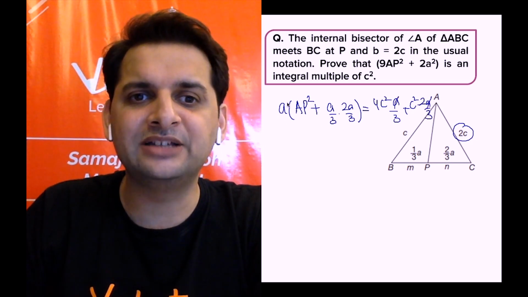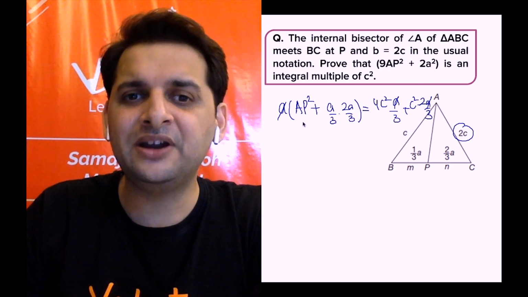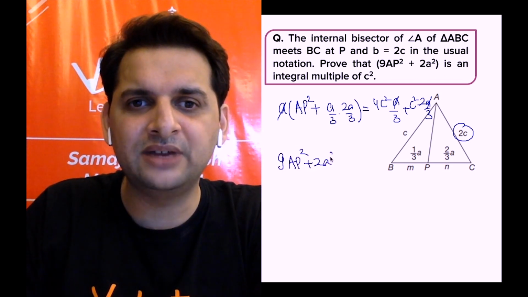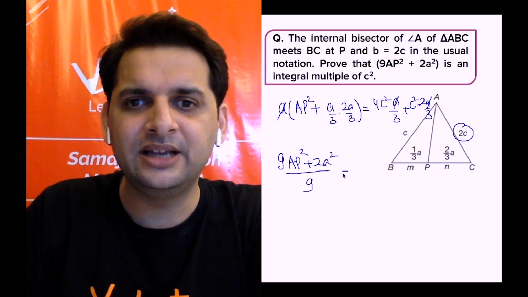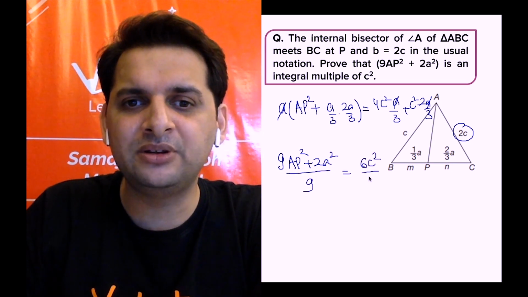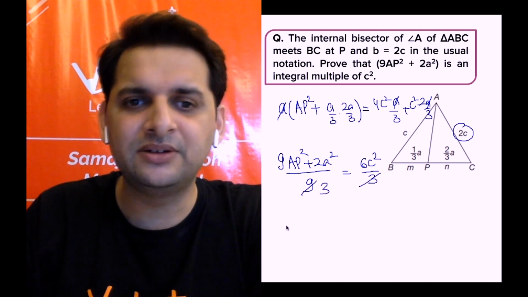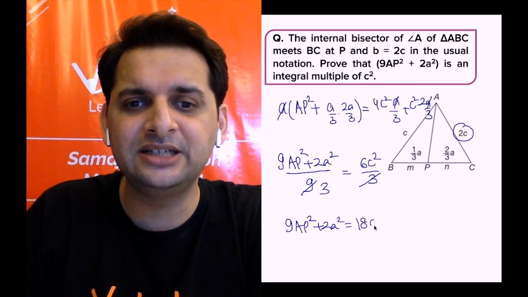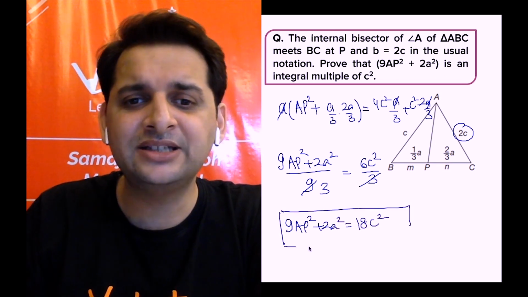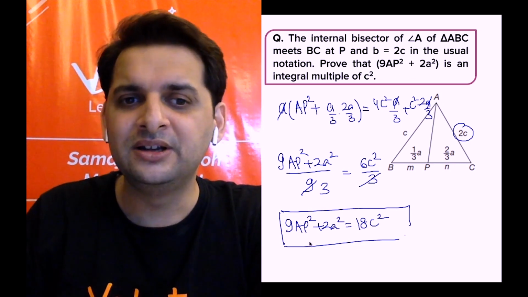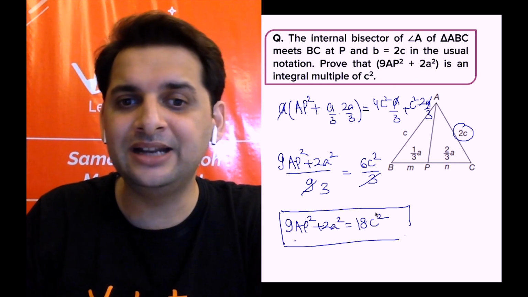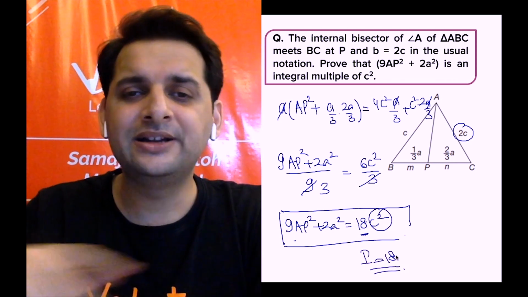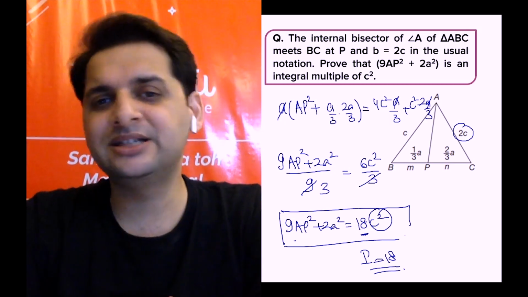So A has been cancelled out. If I cross multiply, it will be 9 AP square plus 2A square upon 9 is equal to 6C square upon 3. And this gets cancelled out. So we have 9 AP square plus 2A square is equal to 18C square. So this proves our question. This is what I wanted to prove, that 9 AP square plus 2A square is an integral multiple of C square, and that integer is 18. Right? So this is the direct application of Stewart's theorem.